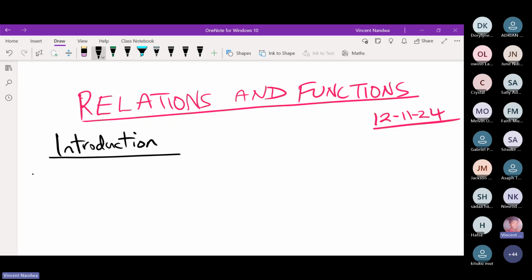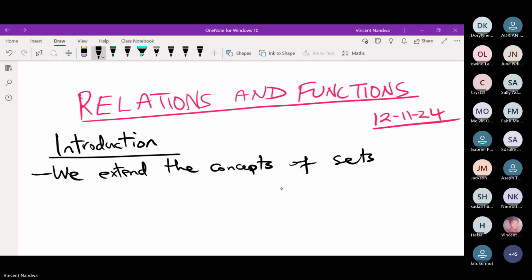So we extend the concept of sets to include, I hope you can see what I'm writing. Are you able to see what I'm projecting and writing? Yes. Good. So we extend the concepts of sets to include concepts of relation and functions.